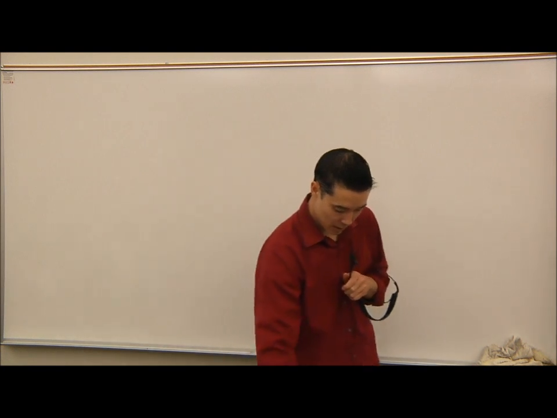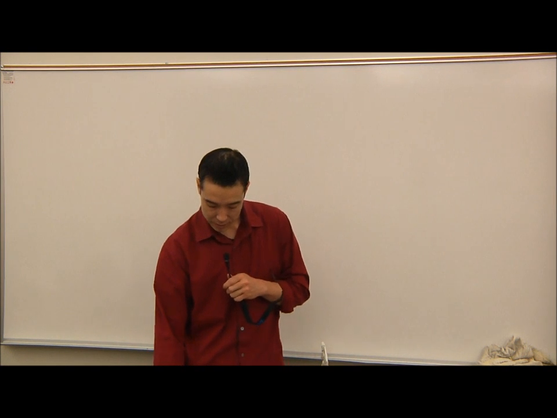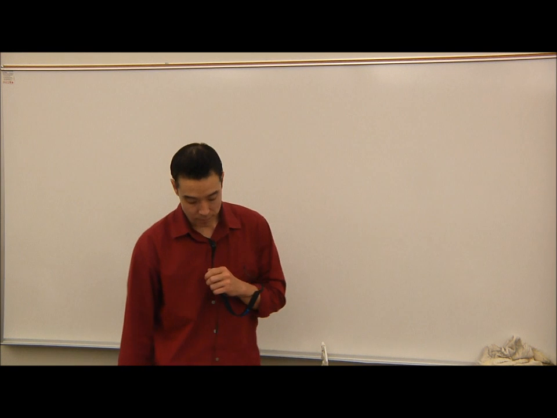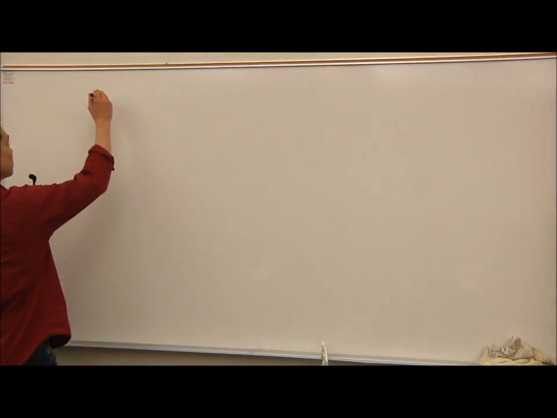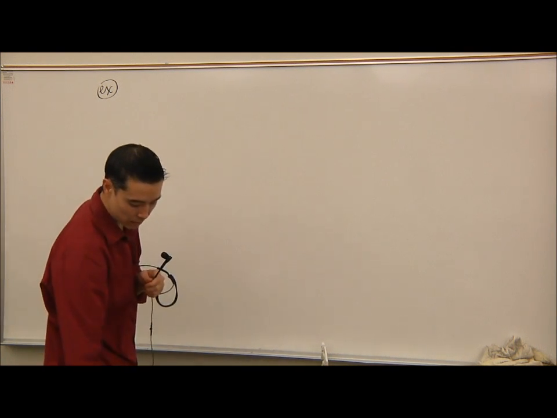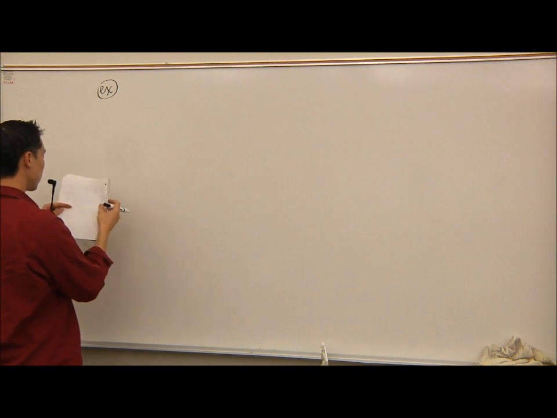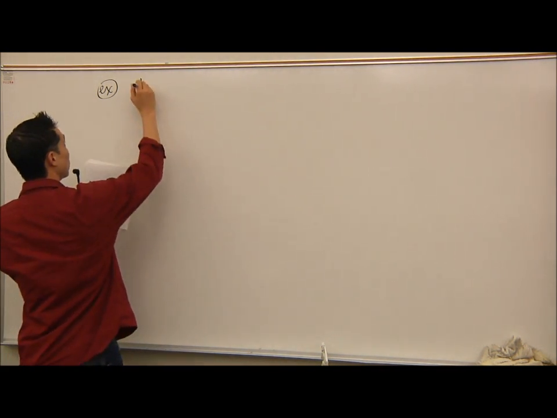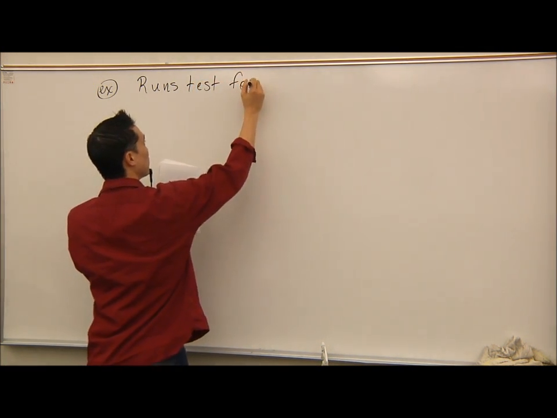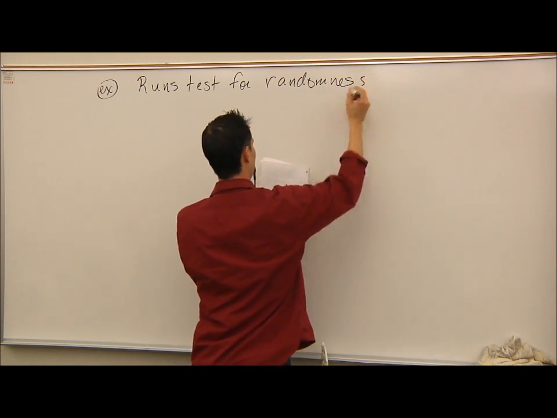Okay, let's just jump into an example and then we can talk about how it works. A student believes the answers to his history test are not random. Test the claim at alpha equals 0.05. Okay, so a student believes that this test is not random. Yeah, runs test for randomness.